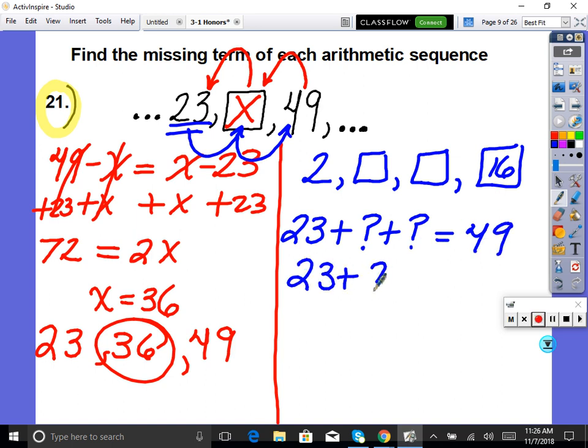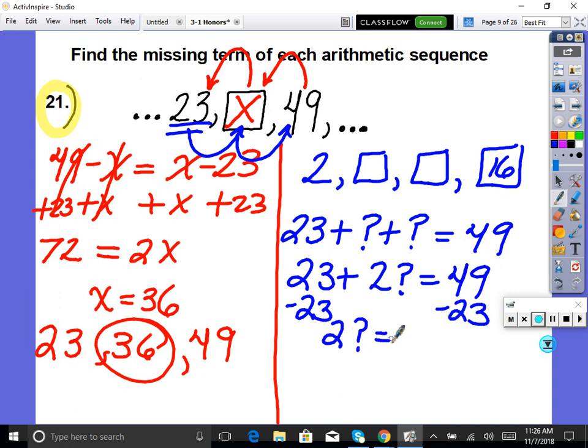23 plus 2 somethings equals 49. So then subtract 23. 2 somethings equals 26. Question mark equals 13. Now we didn't solve for x, we solved for what we added. So we added 13 each time. So now you would do 23 plus 13 and you get 36. So instead we solved for what we added and then we just did it. Now that's what we would do in this scenario.